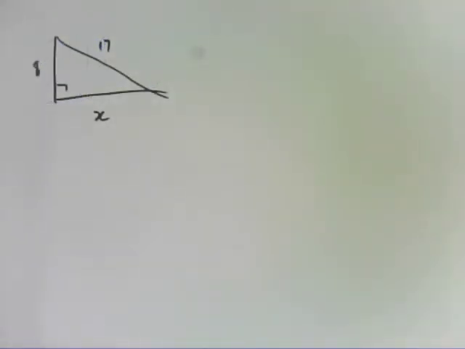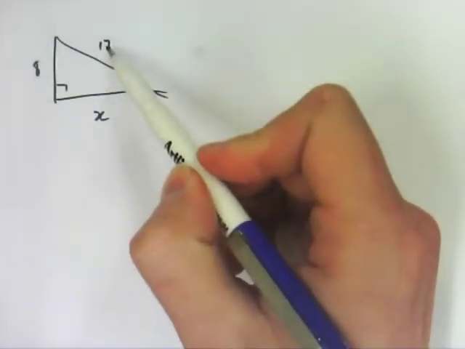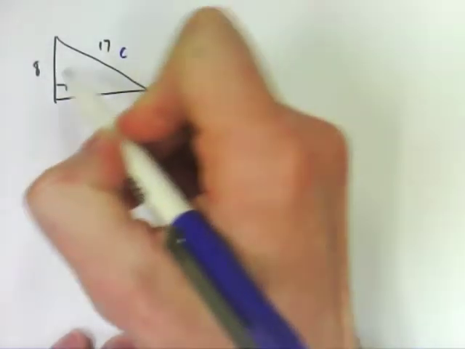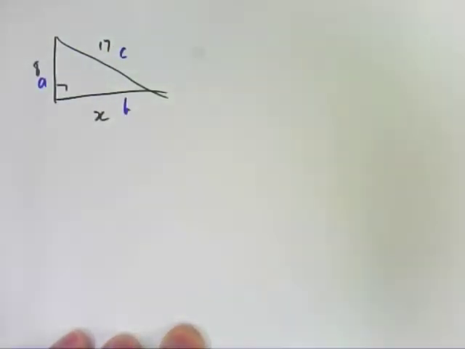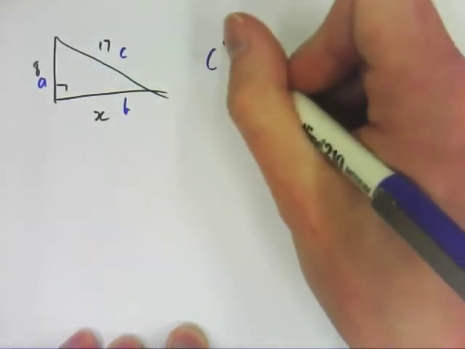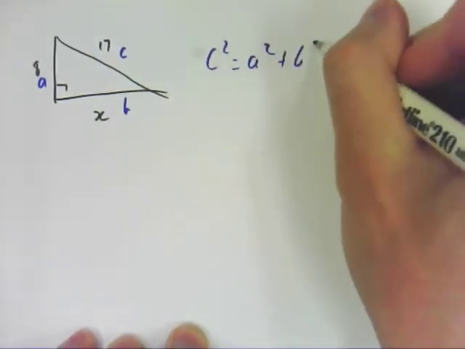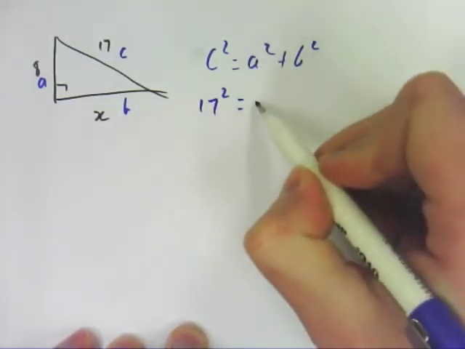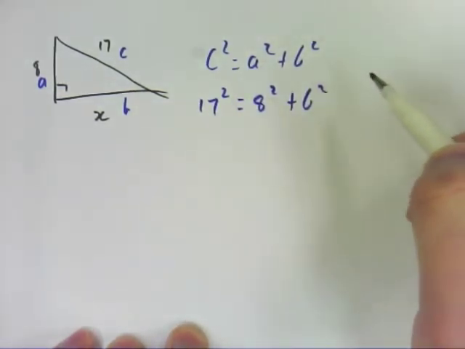This is the other type of question you'll come across. We already have the hypotenuse and one other side, so we're trying to find either A or B. So again, I label them, and we'll just call this one B. So it doesn't matter which is A and which is B, it only matters which one is C. So the rule is the same, A squared plus B squared. So we just put our numbers in. So 17 squared equals 8 squared plus B squared.